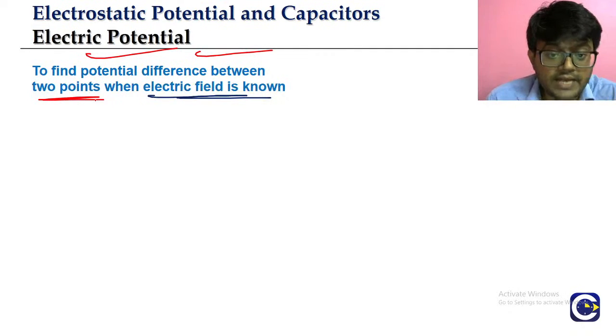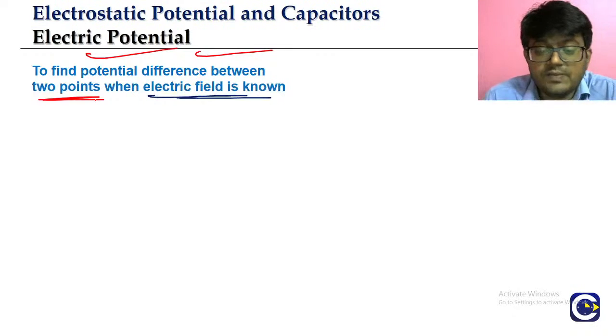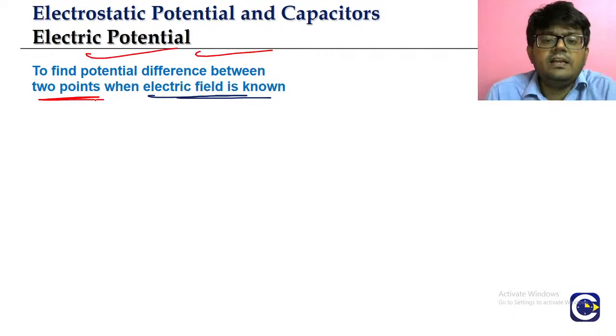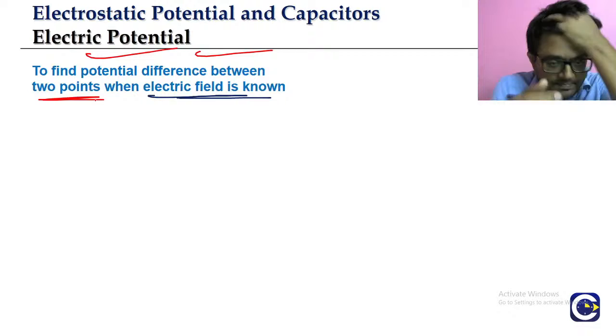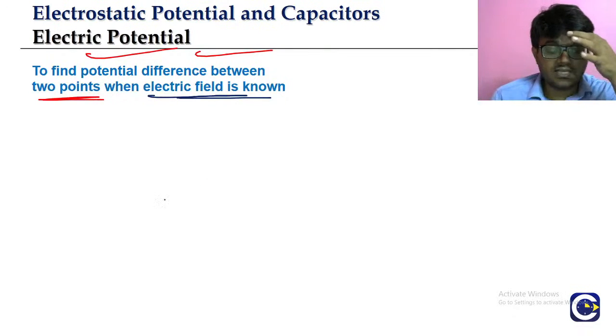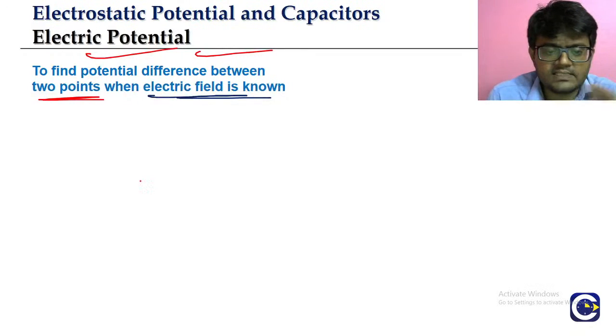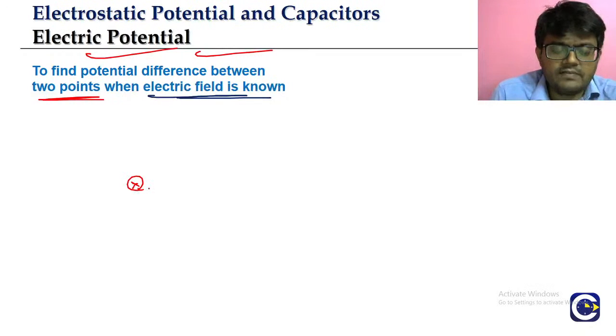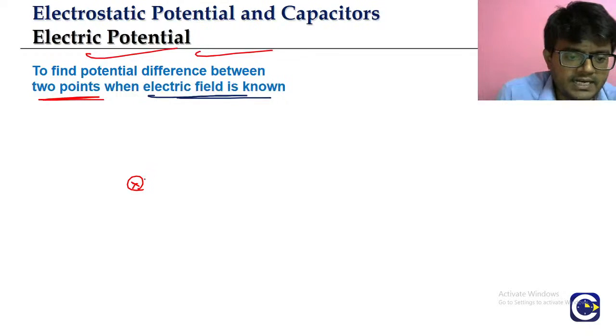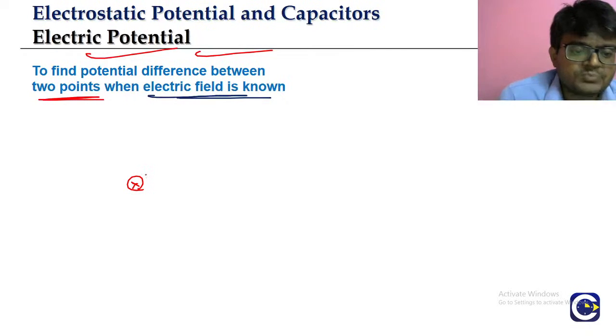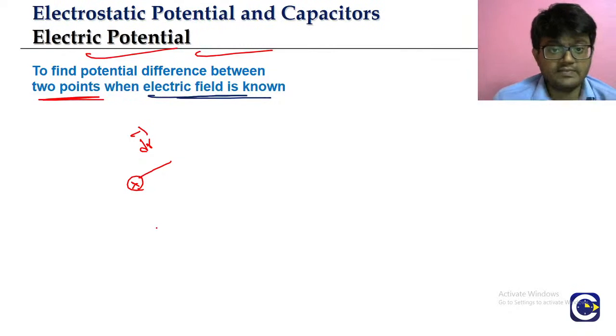Anyway, we will be able to calculate the potential difference between 2 points when the electric field is given to us. Let us see how. We will go back to the initial discussion we started. We have taken a point, and at this point we are taking a very small displacement.